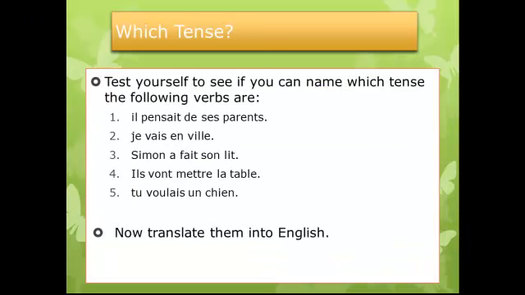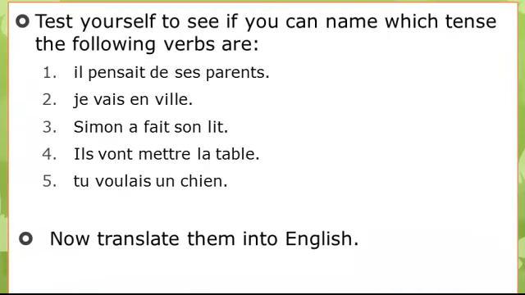Okay, so having a look at these, which tense? Test yourself to see if you can name which tense the following verbs belong to. I'll read them out for you. Number 1, il pensait à ses parents. Number 2, je vais en ville. Number 3, Simon a fait son lit. Number 4, ils vont mettre la table. Number 5, tu voulais un chien. So have a think about those, and once you've worked out which tense they belong to, translate them in your head into English. So pause the recording here and come back to it.